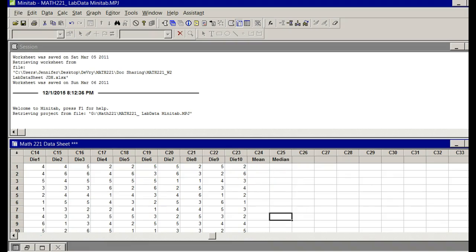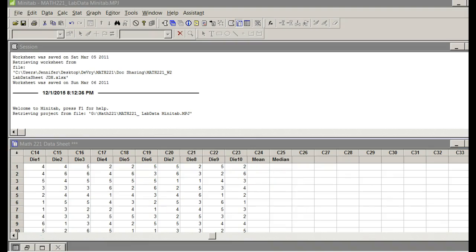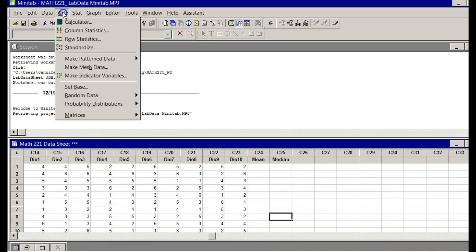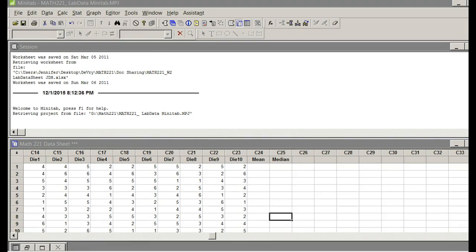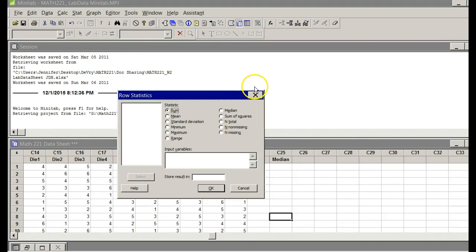Now we're going to get the mean of these. In other words, we're going to average what these 10 rolls are. Real easy to do in Minitab. We're going to go up to Calc, and then go to Row Statistics. We're going to open Row Statistics, and it looks like this. Now, what we're going to be doing is getting the mean. So I'm going to click the mean, and then I'm going to put my cursor down under Input Variables.